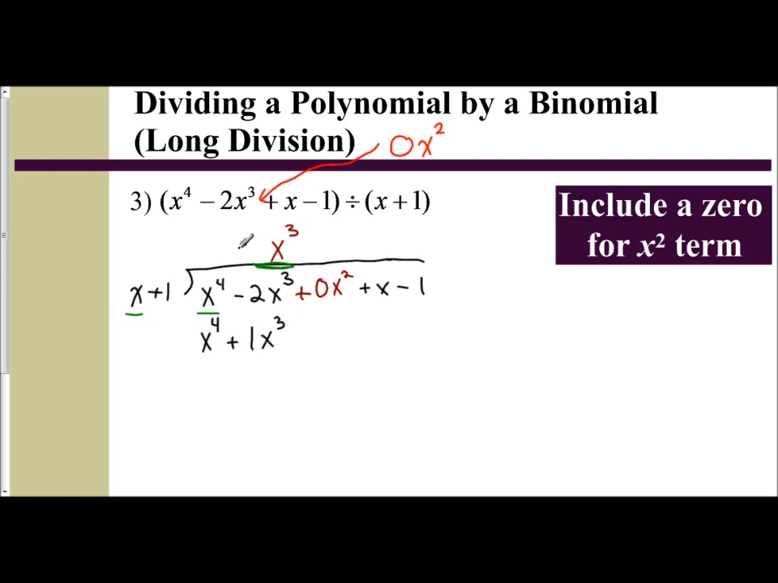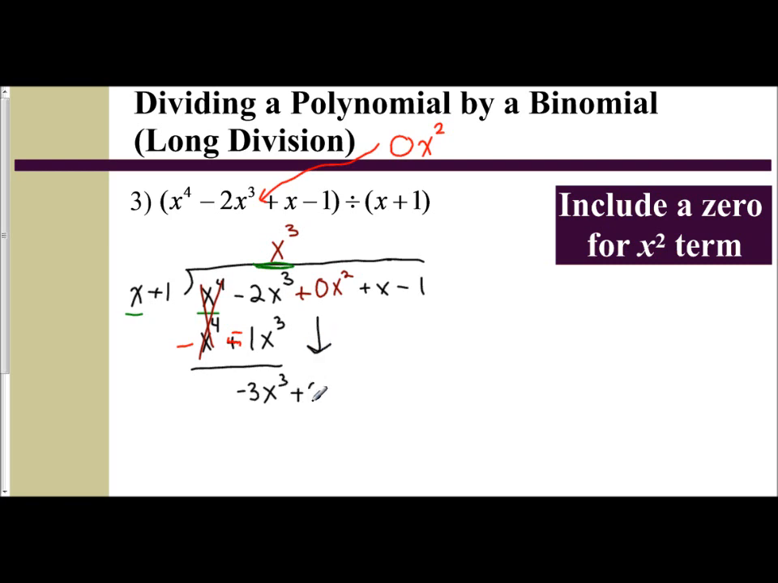Now the whole point we said is to subtract this expression. And so the shortcut is to change all of the signs. And so I can put my minus sign here. And then plus, I'm going to change into a minus. And then I just work vertically. The x to the fourth minus x to the fourth is going to cancel. Negative 2x cubed minus x cubed is going to be negative 3x cubed. And then you drop down your next term.